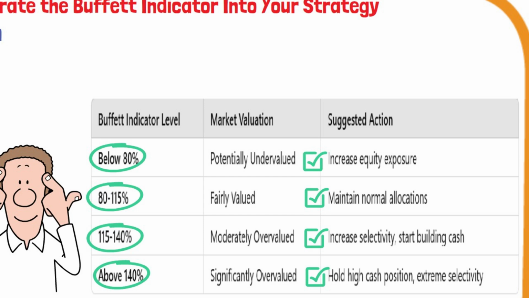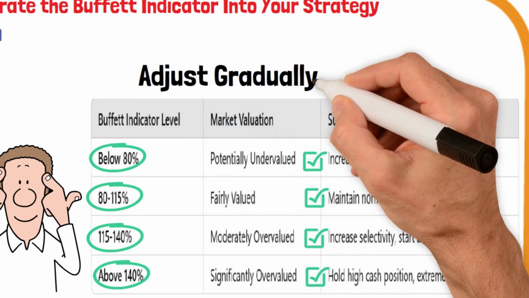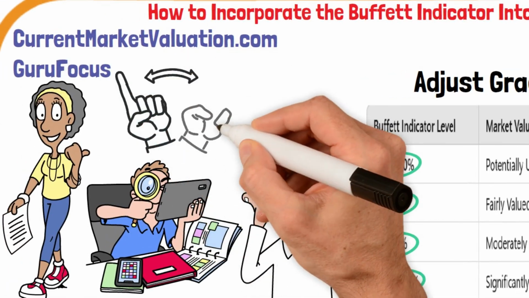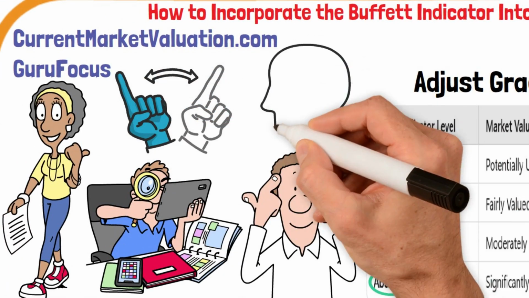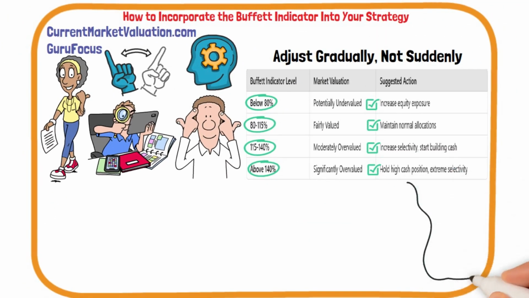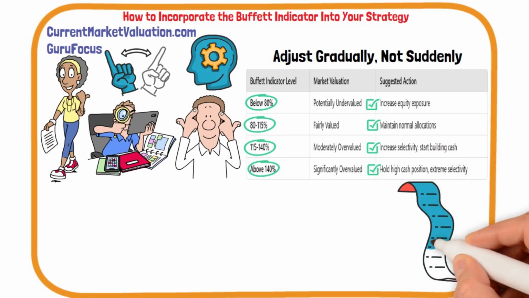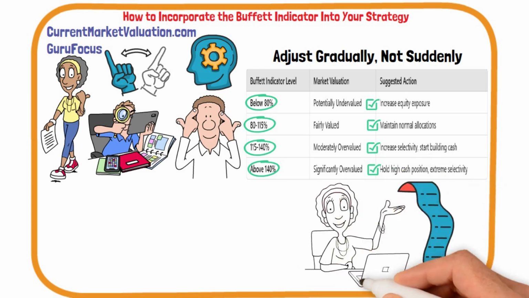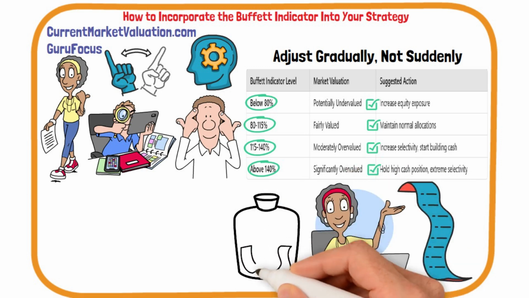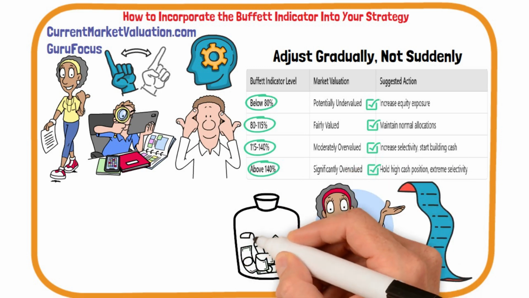Third, adjust gradually, not suddenly. Even when the indicator reaches extreme levels, don't panic sell everything. Warren Buffett selling stocks happens methodically, not in a rush. Fourth, prepare your shopping list. Identify great businesses you want to own and the prices at which they'd be attractive. When the market eventually corrects, you'll be ready with both cash and clarity.